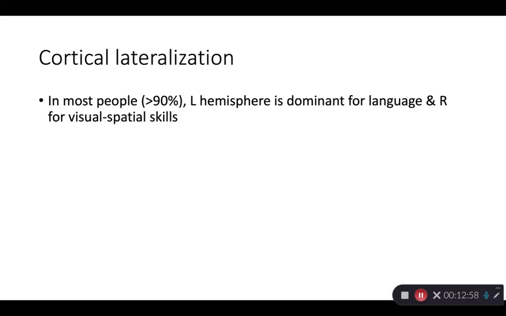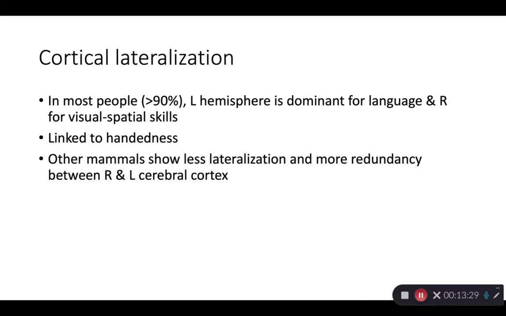So in most people, as I mentioned, the left hemisphere is dominant for language, and the right hemisphere uses those same areas for visual spatial skills. This is true for most people, more than 90% of people. There is a substantial minority of people who don't have this organization and who have language on the right side and the visual spatial on the left side. But most people have it set up this way. It is also linked to handedness. If you are left-handed, you are more likely to have language on the right side of your brain rather than on the left side of your brain.